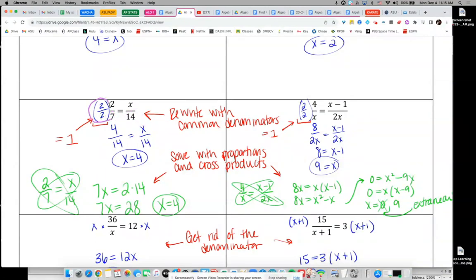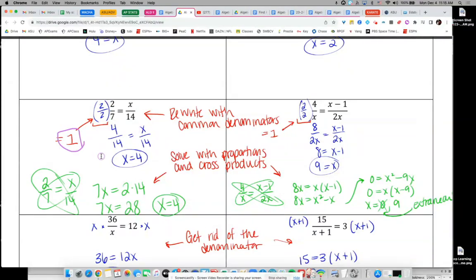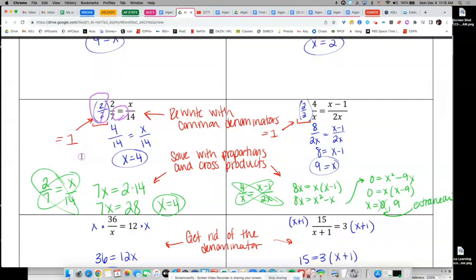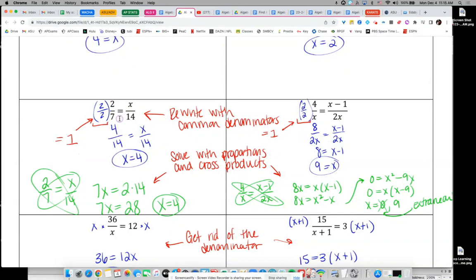Well, I can multiply the left-hand side by 2 over 2. Remember, that's just multiplying by 1, so it's not really changing the value. It's just changing the form. That's why this can stay equal even though I'm multiplying something, because I'm just multiplying by 1. So it used to be 2/7. When I multiply by 2 over 2, I get 4 over 14. But of course, we know that 4 over 14 is the exact same value as 2 over 7, right?